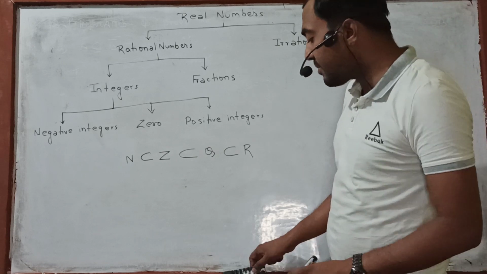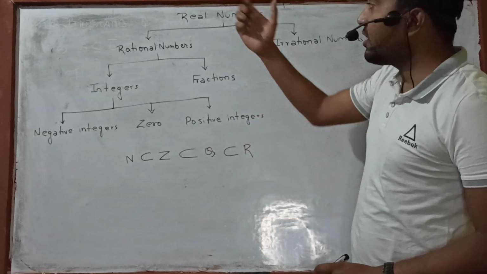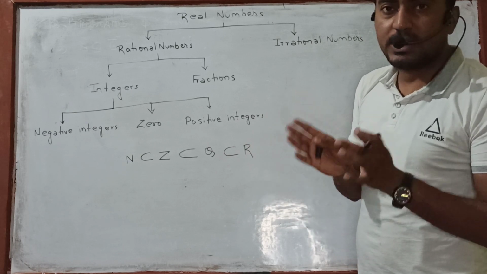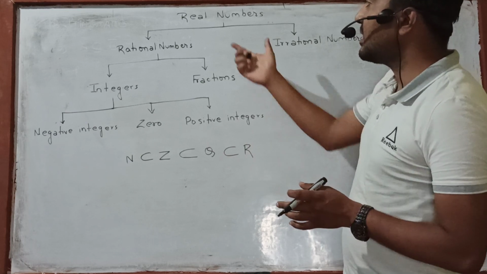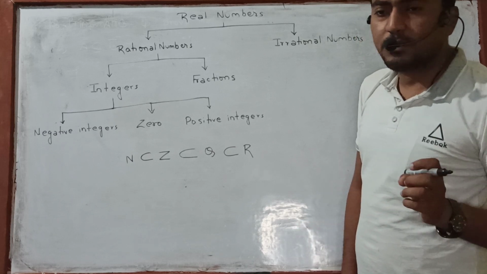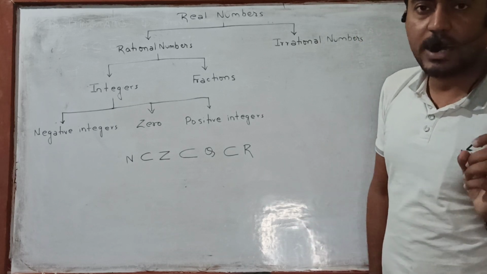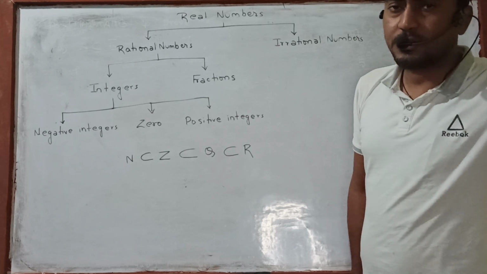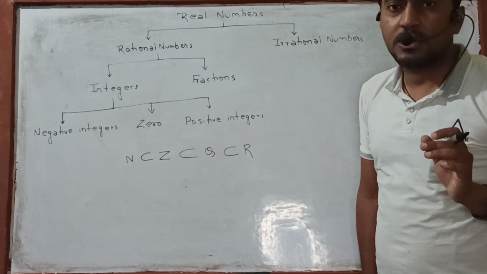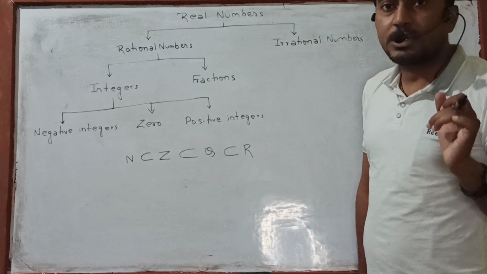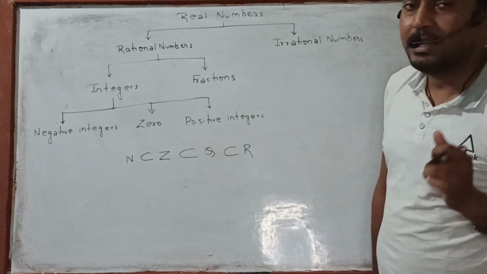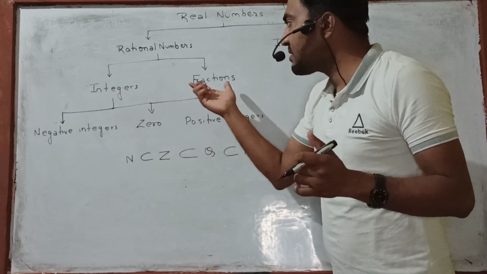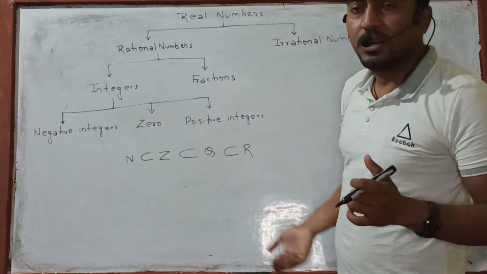So all types of numbers are included in the real numbers. We are not discussing imaginary numbers here, we are only discussing real numbers. Whatever numbers you see in your life, they all are real numbers, except imaginary. So let's not introduce imaginary numbers over here. We will discuss them when we read the complex number chapter. Okay, so here integers and fractions are the two categorizations of rational numbers.